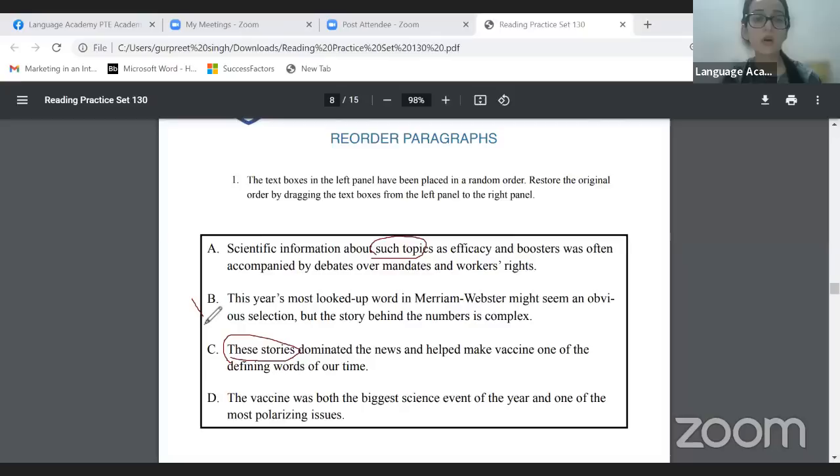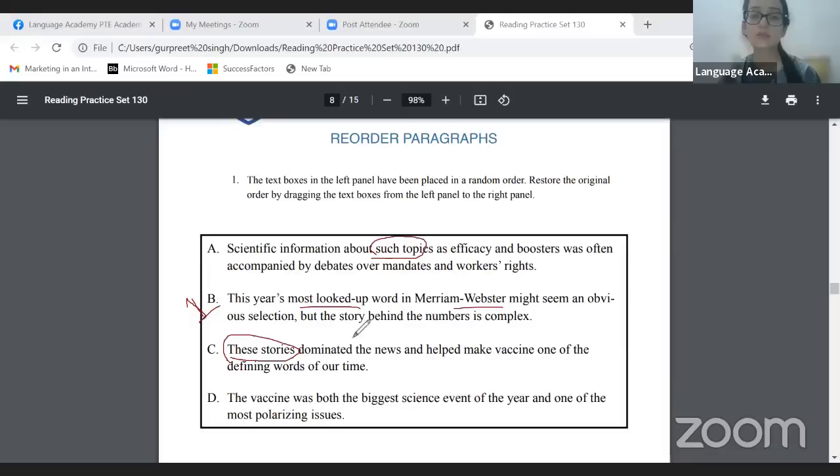Might seem an obvious selection, but the story behind the numbers is complex. It can be any word. So how can you first start with vaccine and then say that a word in the dictionary was year's most looked up word? Which word is it? You have already talked about the word. So you always have to see which sentence is general and then go with the specific one. So first you will say that this year's most looked up word in Merriam-Webster might seem an obvious selection, but the story behind the numbers is complex.